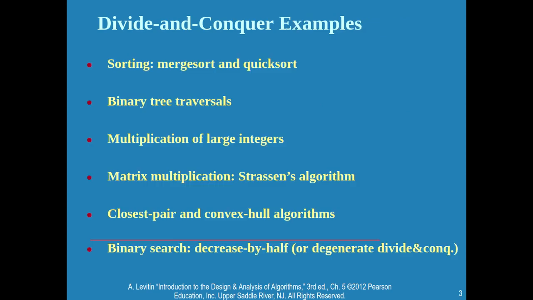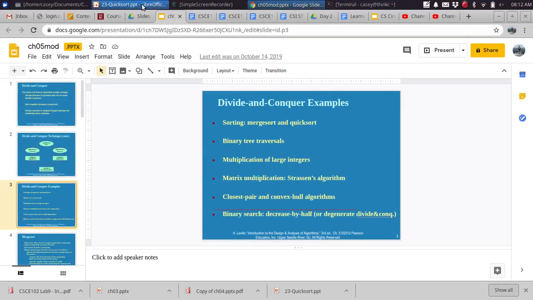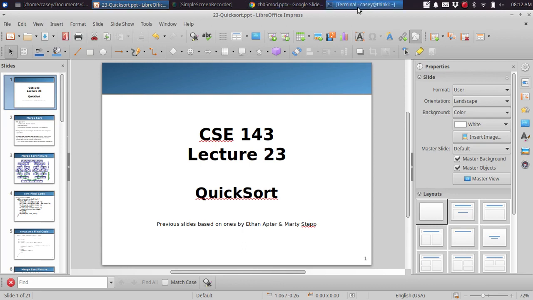So here are some examples, and we'll talk about some of these. So we're going to talk about sorting, Mergesort and Quicksort. Tomorrow we'll talk about binary tree traversals. We might talk about Karatsuba's algorithm, so that's a good one for multiplication of large numbers, and maybe these other two. Okay, so I'm actually going to switch to some slides that I grabbed from the University of Washington because I like them better.